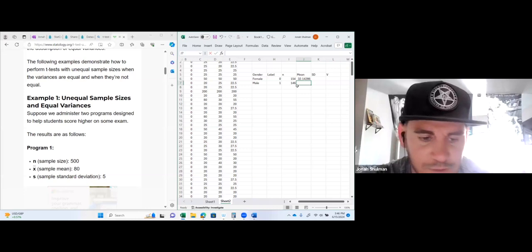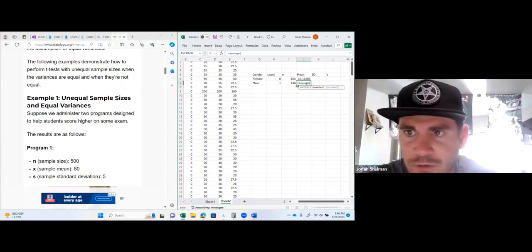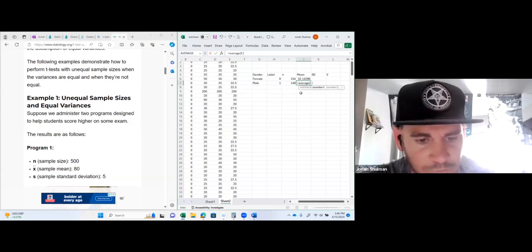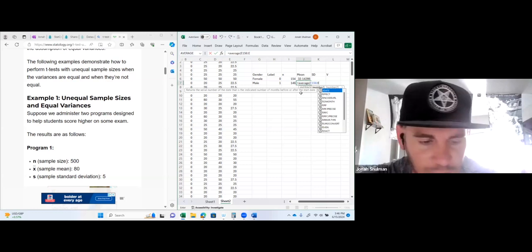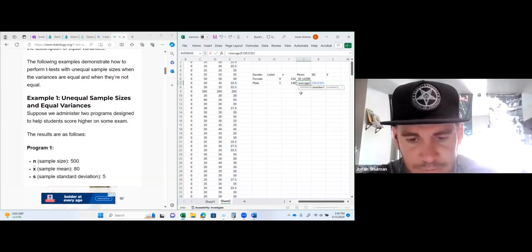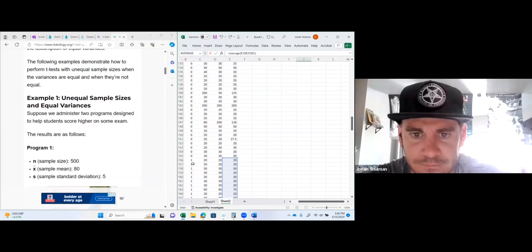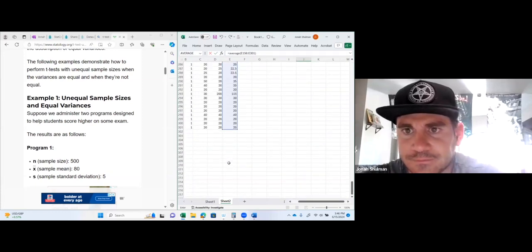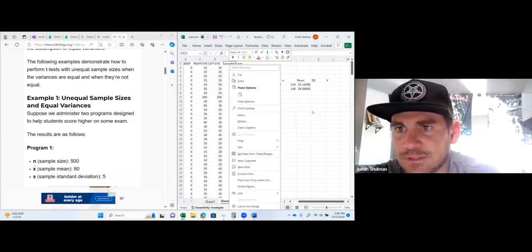Now the mean for the boys equals average. We know it's going to be E156 to E301. You could check to make sure it's where you want it. Ta-da. All right, that's the mean.